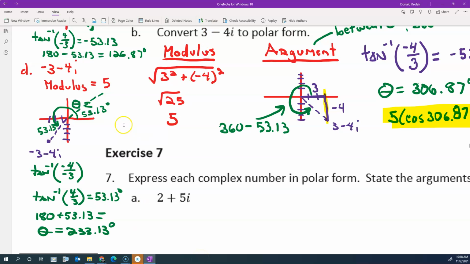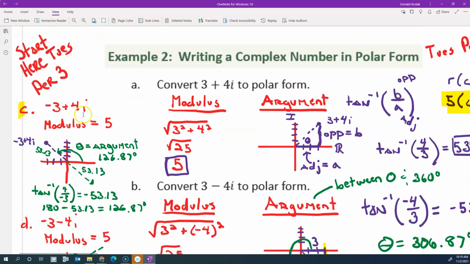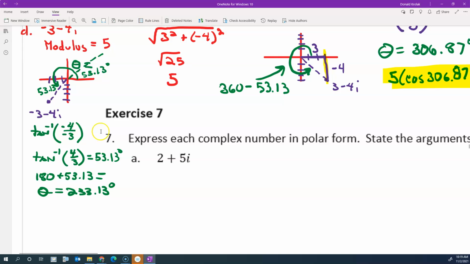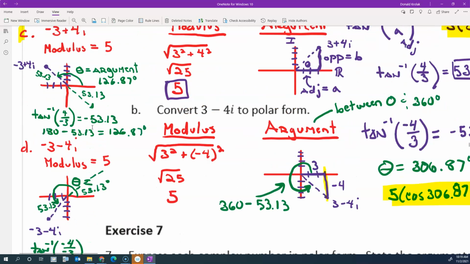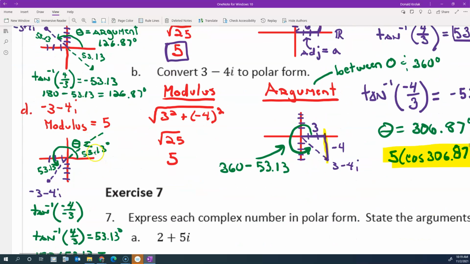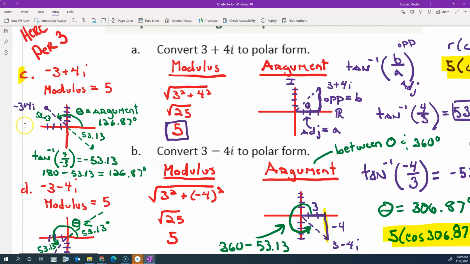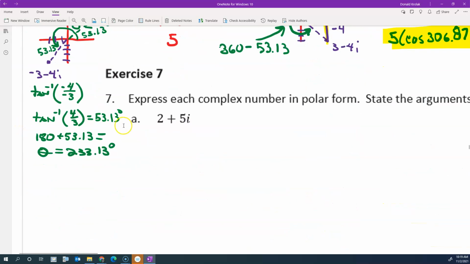Okay? All right, any questions on that part, guys? You understand why you have to? You just got to think where it is, and then once you get the angle from your calculator, you might have to do a little bit of work to it. Okay.